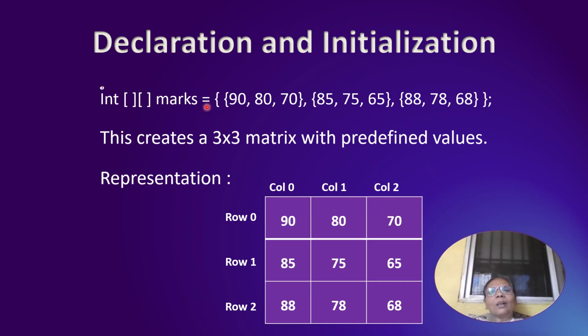one single dimension array, second and the third, so three single dimension arrays. So a double dimension array is basically a collection of three. Here we have taken three single dimension arrays. So this creates a 3 by 3 matrix with predefined values as 90, 80, 70. This is row 0. 85, 75, 65, that is row 1. And 88, 78 and 68 as row 2. So we are having 3 rows and then 1, 2, 3 vertical columns.